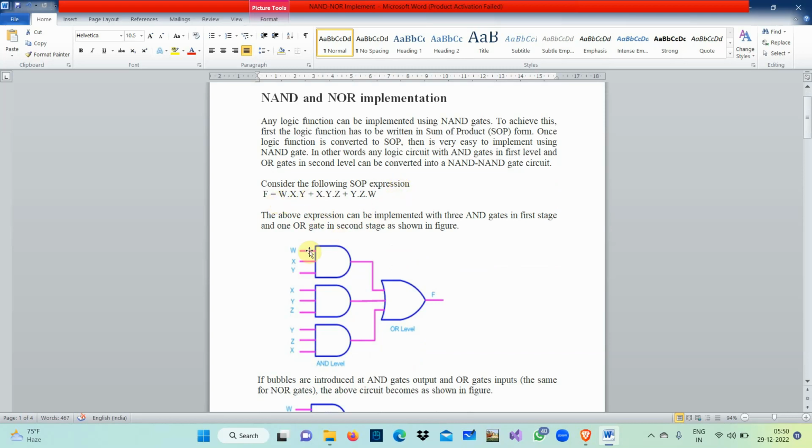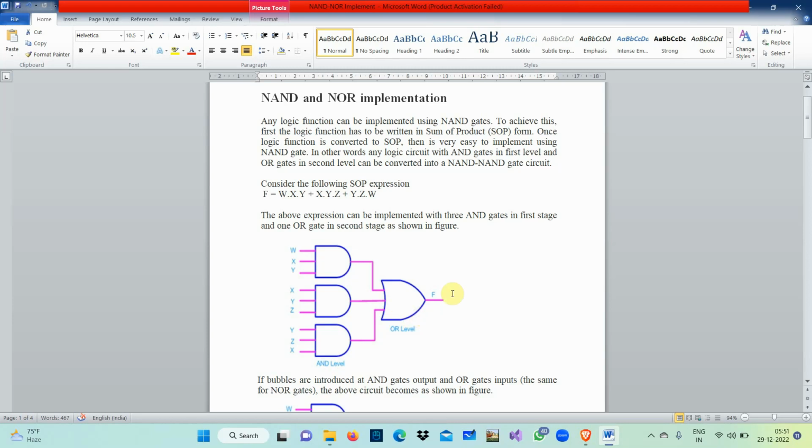So w x y, you can see here w into x into y. This is the AND gate I am using. Then x y z, all the three inputs I am putting into an AND gate, and y z w, this also I am putting into an AND gate, and because these are all connected, I am connecting them through an OR gate. So this is the output f. This is the first level, the AND level. The second one is the OR level. This is the thing to remember.